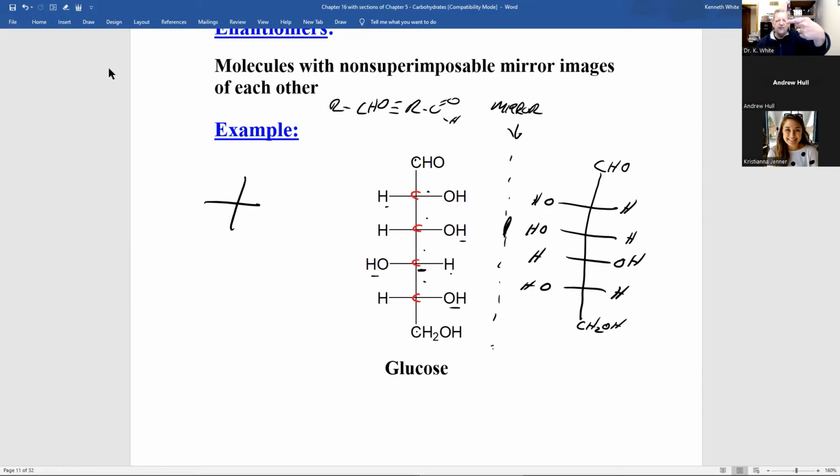Now, I'll show you this, and I won't get to it today, but each intersection like this really means those two groups, let's call them A and B, are coming towards you, and C and D are going back away from you. So what that means is in a Fischer projection, and I'll talk more about this. This is called the Fischer projection. I might be spelling his name wrong.